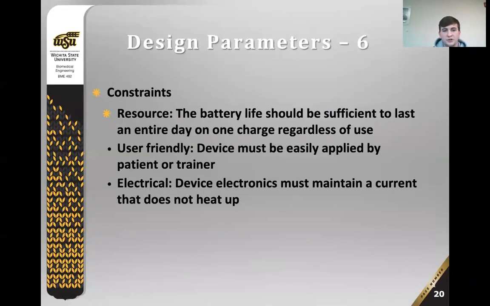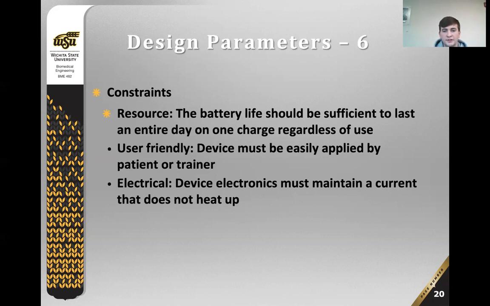The possible design constraints are listed here. We've included a resource constraint, which is about the battery life and rechargeability of the battery. This constraint will be further narrowed down during device testing. The next constraint is the user-friendly constraint, which is about controlling the device by the patient or patient's caregiver. For example, putting the device on the patient and taking it off the patient.